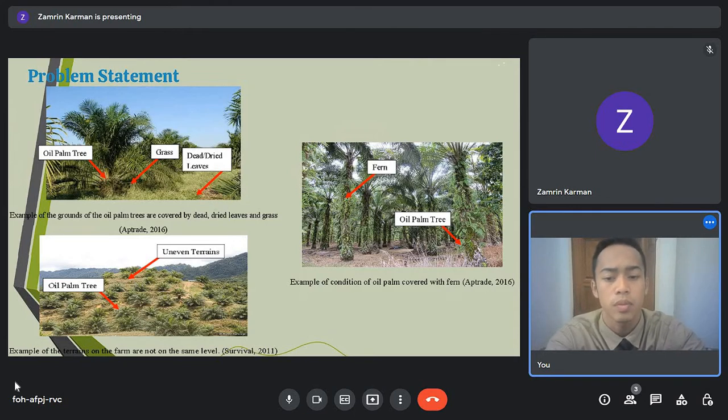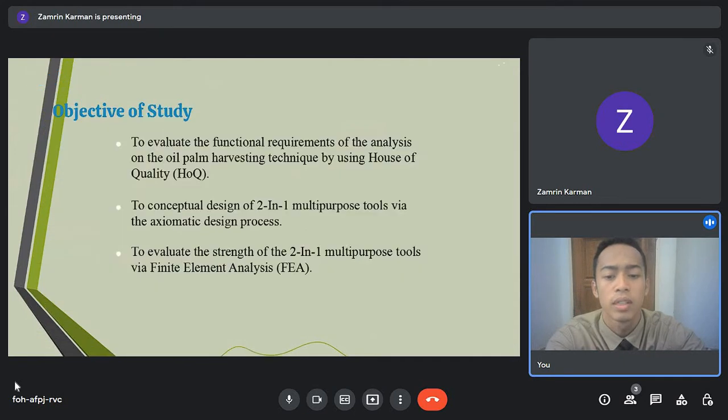So the objective of this thesis is, first, to evaluate the functional requirements through analysis of the oil palm harvesting technique by using loss of quality. Secondly, to develop the conceptual design of the 2-in-1 multiple tool via the axiomatic design process. And lastly, to evaluate the strength of the 2-in-1 multiple tool via finite element analysis, which is FEA.